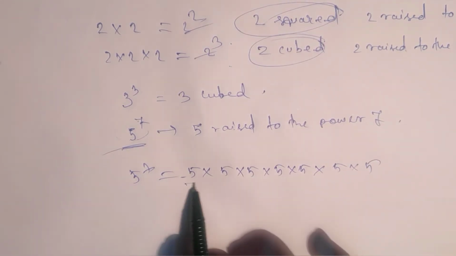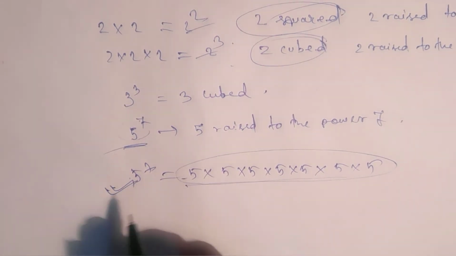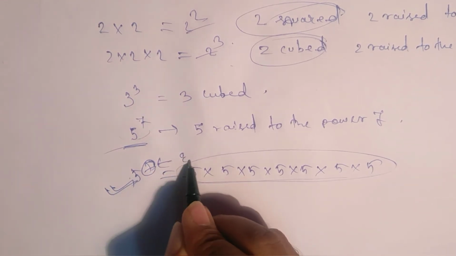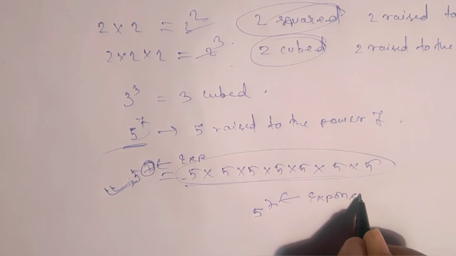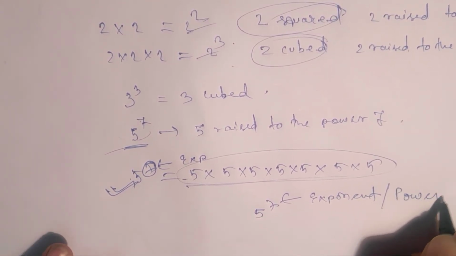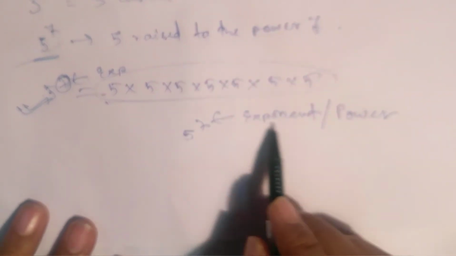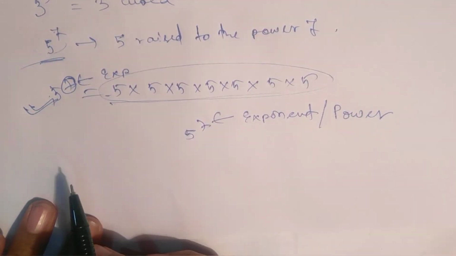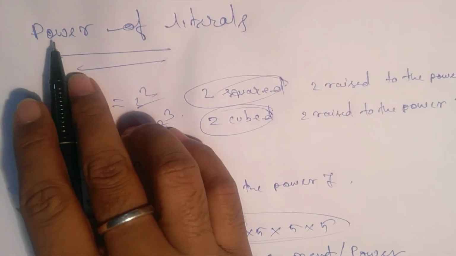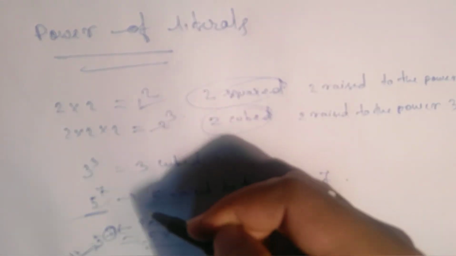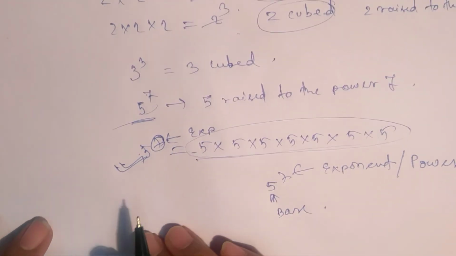This is the expanded form, and this is your exponential form. The upper one we call exponent. Like if we take 5 to the power 7, this 7 is your exponent, or we call it power. So we have applied here power of literal. First let's understand with numbers, and then we go for literal. And this one we call base. Now our topic is what? Power of literal, and we can see here that there is no literal, only arithmetic values, that means numerical values.